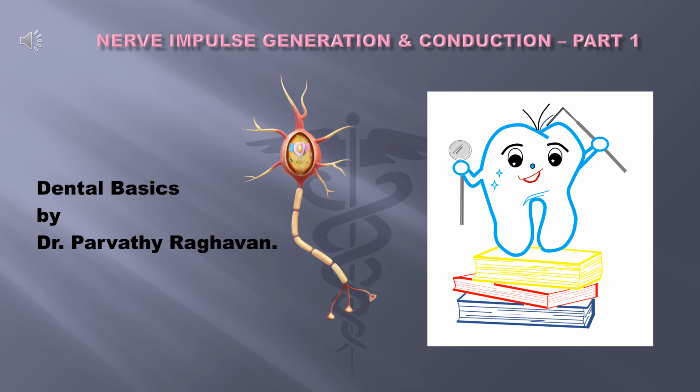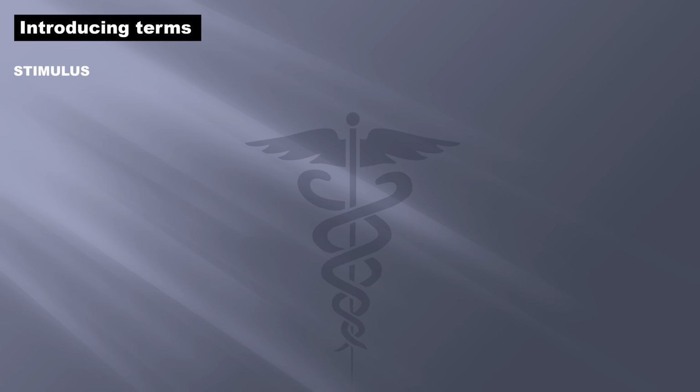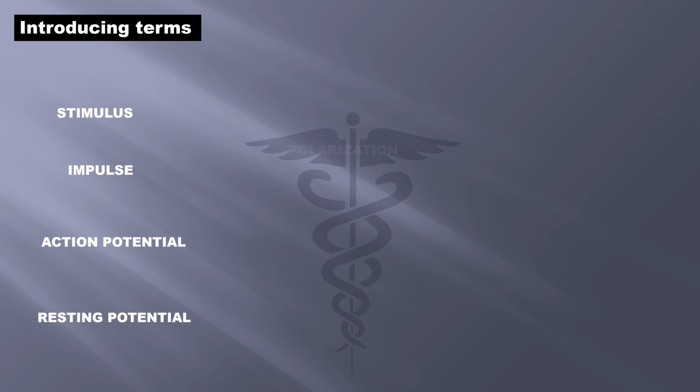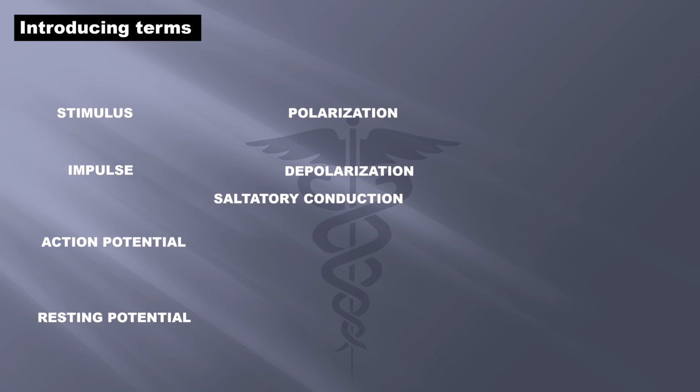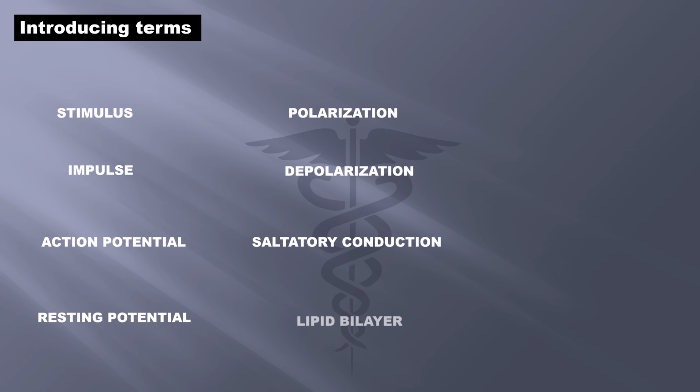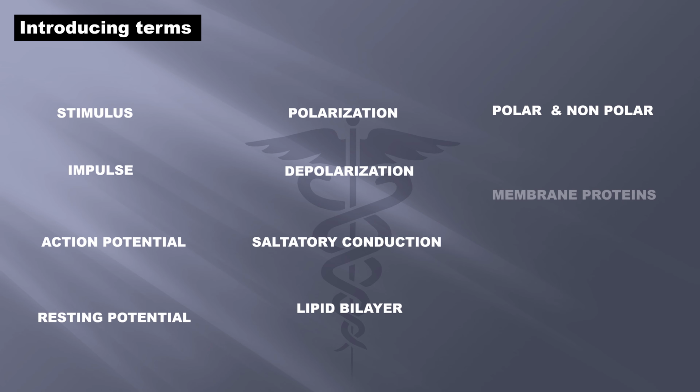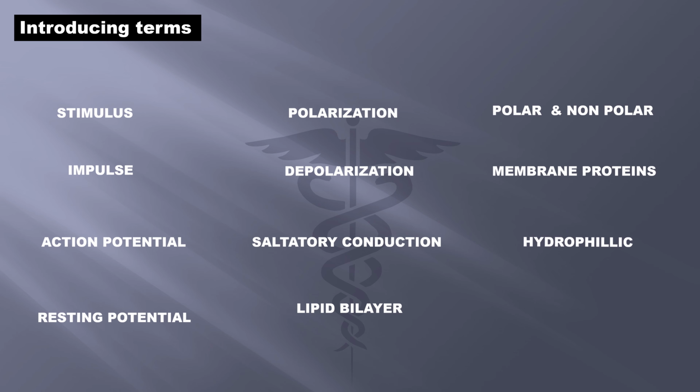Today's topic is about nerve impulse generation and conduction. Let us first take a look at the different terms explained throughout this video. They are stimulus, impulse, action potential, resting potential, polarization and depolarization, saltatory conduction, lipid bilayer, polar and nonpolar, membrane proteins, hydrophilic and hydrophobic.